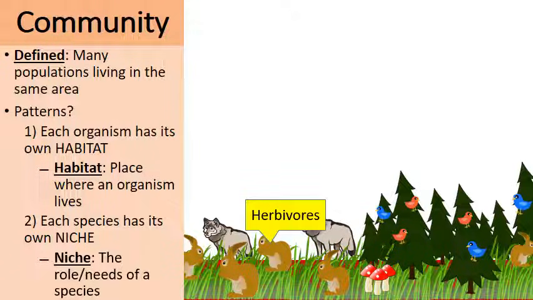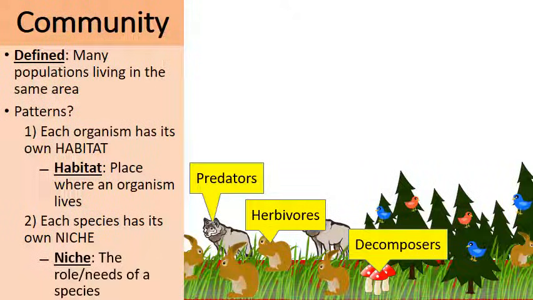For instance, rabbits would be a good example. Part of their niche would be that they're herbivores. They help control the plant population. And then the predators, the wolves, are predators and carnivores. They help to control the population of, let's say, the rabbits. Well, the mushrooms are decomposers. They break down dead plant material, dead animal material, and return nutrients to the soil so the plants can then grow even better. And so these are examples of the niche that the organisms have in their community.